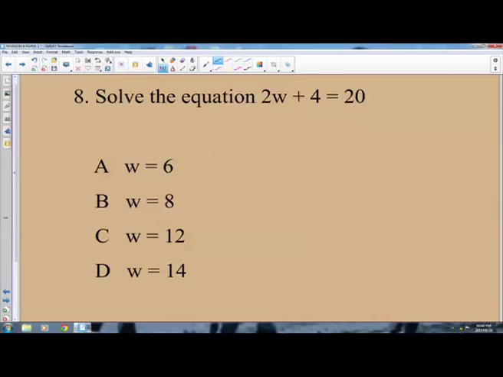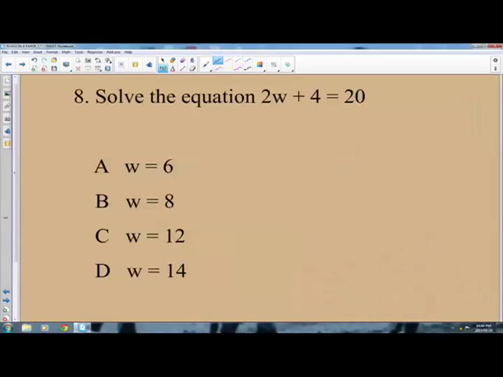So how do we solve an equation of this kind? We will have to make sure that all the terms containing the variable w are taken to one side of the equal sign, and all the other terms, in this case the 4, are taken to the other side of the equal sign. So we will have 2w equals 20 minus 4. The 4 has to be taken to this side, and because it's positive, it will become negative. And we will now have 2w equals 20 minus 4.